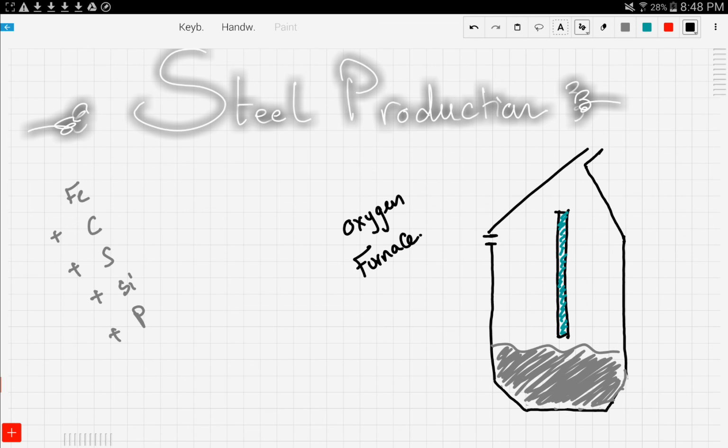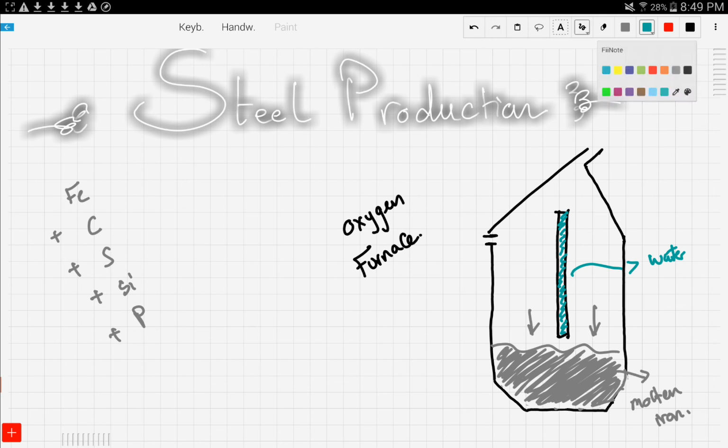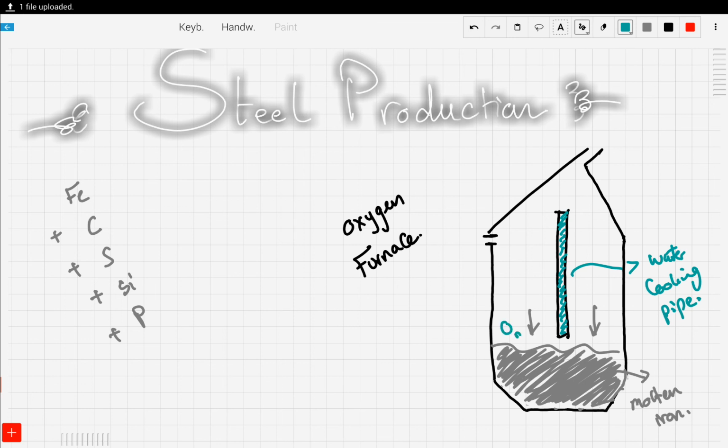So what happens is, the molten iron we take from the blast furnace is poured right here. So this is the molten iron. Now what happens is, we introduce a water cooling pipe, which is this pipe. So this is a water cooling pipe, and this pipe sprays oxygen onto the surface of the molten iron.